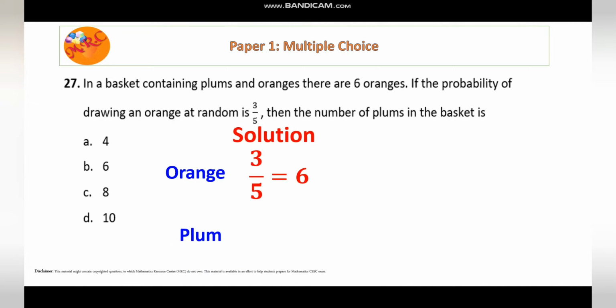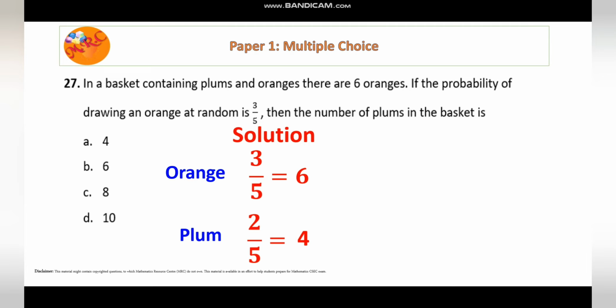So if 3/5 is 6, right? That means plum would be 2/5, right? So plum would be 2/5, and if 3 gives 6, then 2 would give 4, all right? So that's just one way of thinking of it.